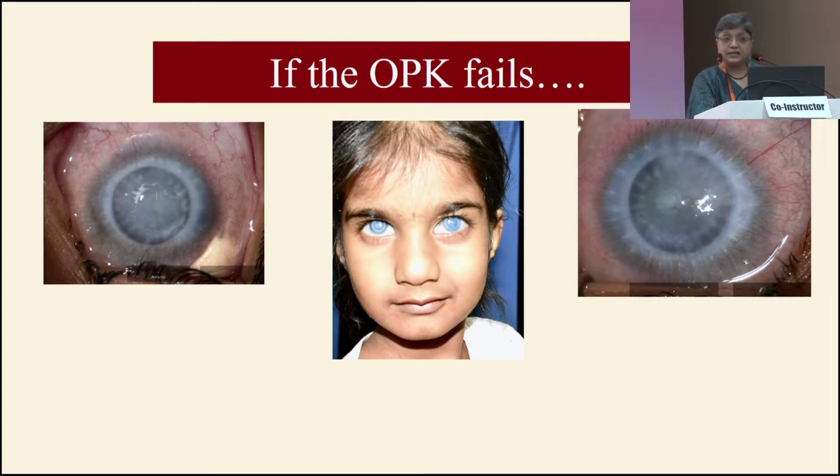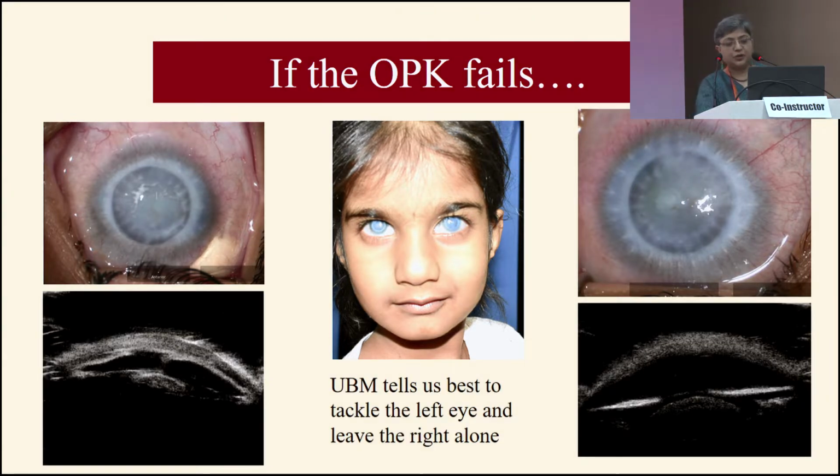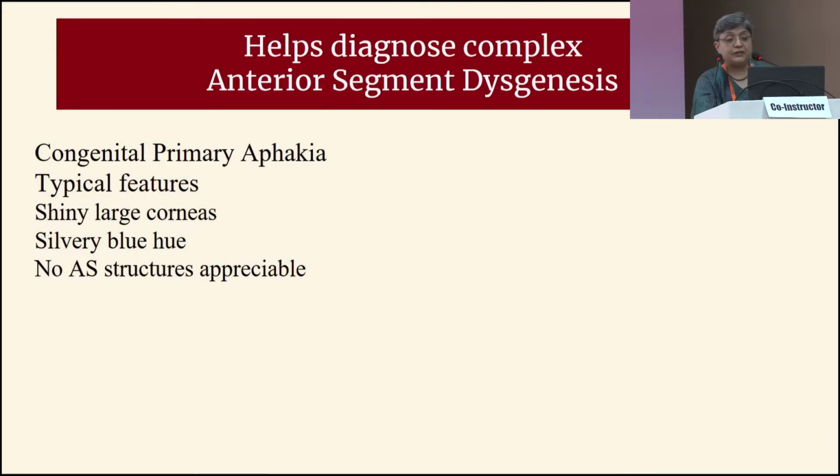Sometimes the OPK fails, and even in a failed graft, they are referred from the cornea clinic to do a UBM and figure out which would be better. So she doesn't have glaucoma, but she's a failed graft from the cornea department, and you do the UBM and you realize that the right has extensive anterior synechiae of the iris, and it has a cataractous lens also. I would say let this be and concentrate on the left eye, take the cataract out, reconstruct the anterior segment, and the left probably has a better chance for survival than the right one. So making decisions for these children sometimes gets to be very useful.